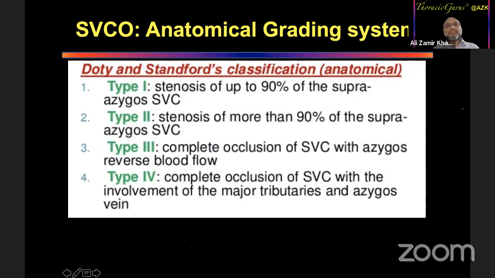The anatomical grading system is the Doty Stanford. This is a paper published in 2008, I think. It's a pretty good system, which is used quite regularly. James Doty was the first author. It divides the stenosis into four types: 1, 2, 3, and 4. Type 1 is up to 90% of supra-azygous SVC. Type 2 is more than 90% of supra-azygous SVC. Type 3 is complete occlusion of the SVC with azygous reverse blood flow. And type 4 is complete occlusion of the SVC with involvement of major tributaries and the azygous vein. So the obstruction is going into the azygous vein in type 4. And those are not very good for the patient because they cause symptoms.